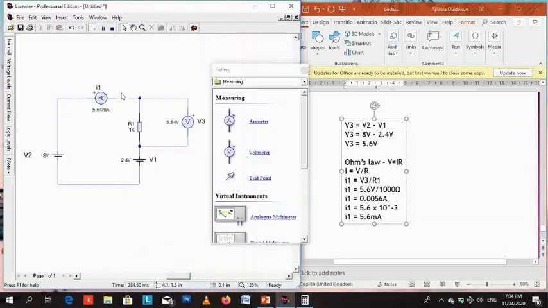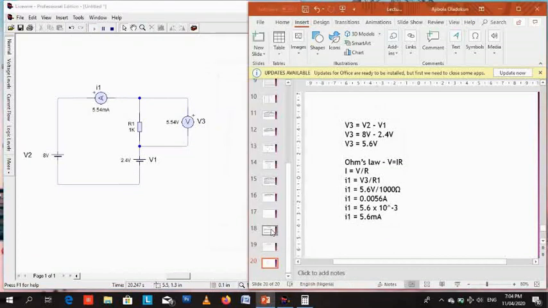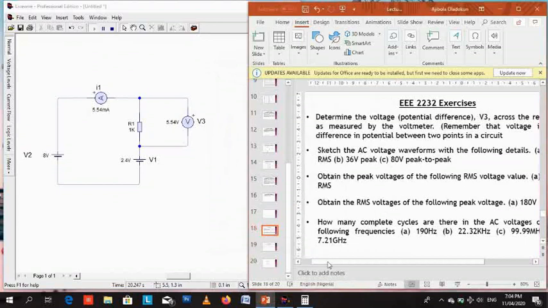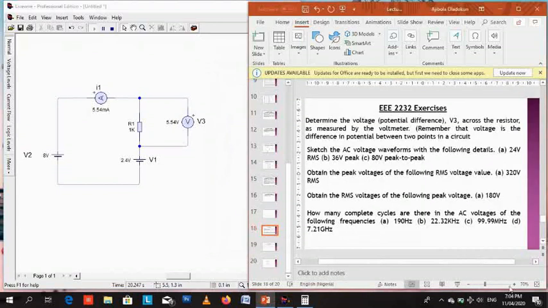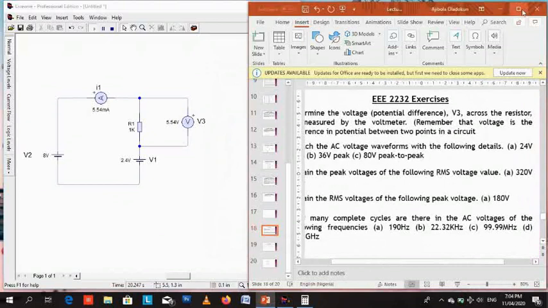Now here it is 5.54. The measured value is not exactly equal to the ideal value. The ideal value is supposed to be 5.6 milliamps, but the measured value here is 5.54. So sometimes you have losses that are not accounted for in the ideal case calculations that show up when you run the actual experiments. Okay, so let's go to the next exercise.